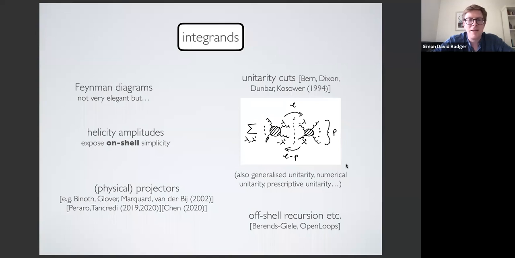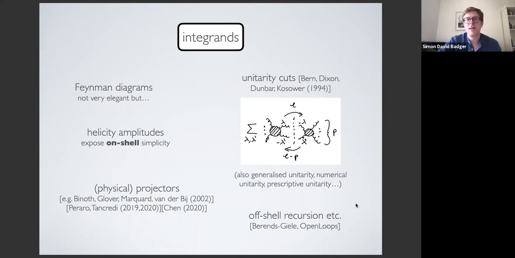And we have lots of other things that we can use in our arsenal to try and simplify this part of the problem. We're going to try and expose on-shell simplicity as soon as we can. The spin-helicity method is a great way to do that. We can also start using unitarity cuts or their modern incarnations, generalized cuts, numerical unitarity. We had a nice talk yesterday about the prescriptive unitarity methods, which we can use to more directly extract the information that we need for the amplitudes. And there are other tools in our arsenal, physical projectors, and maybe some off-shell recursion techniques, all of which enable us to generate an efficient set of input.